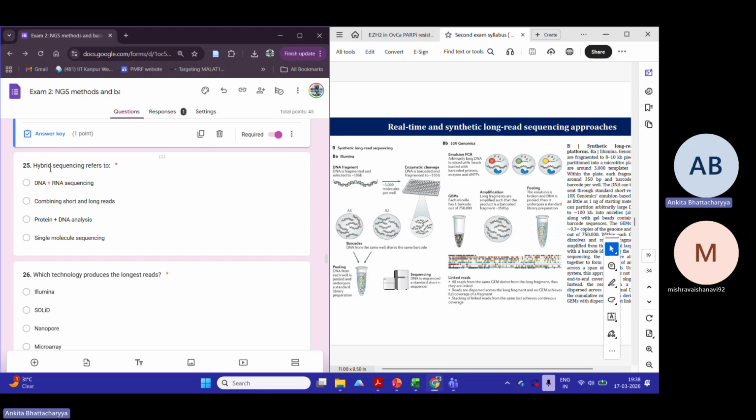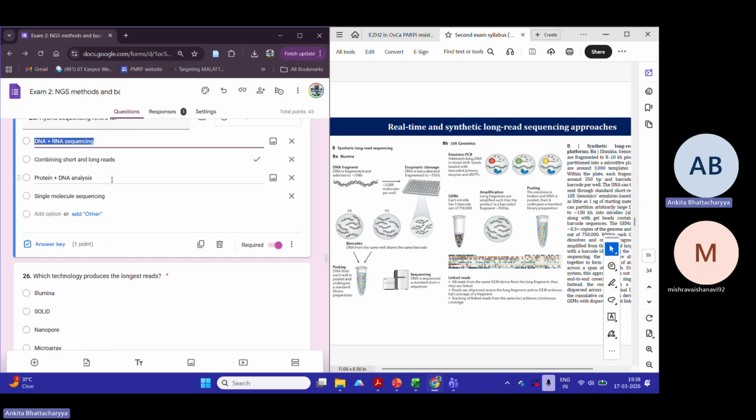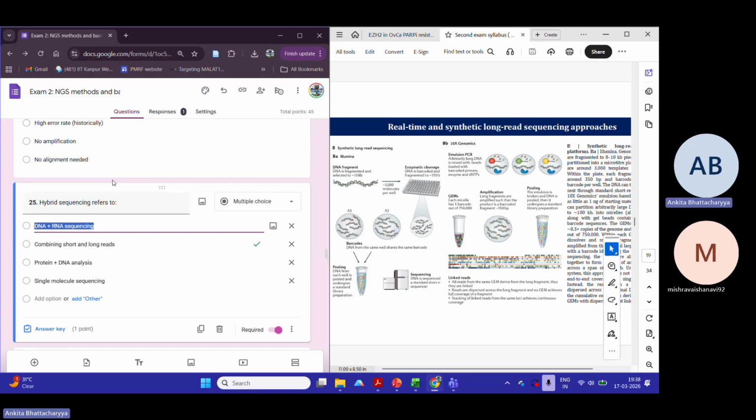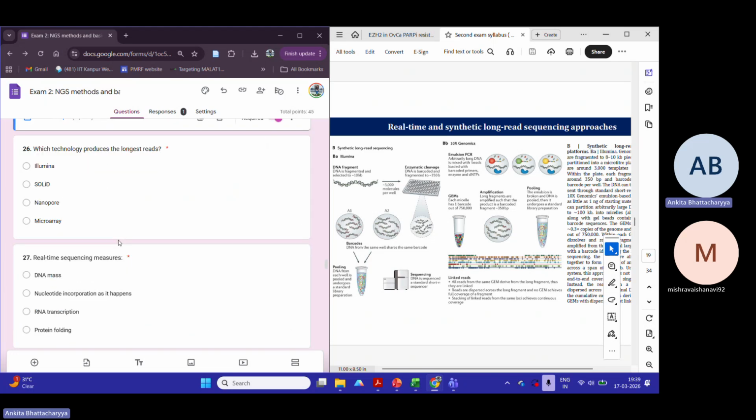When we talk about hybrid sequencing, what exactly does that refer to? It refers to combination of short and long reads that are both being sequenced. Okay, this question I did not directly pick up from any of our slides, but somewhat you can try guessing it, because among all of the others, this short and long read simultaneous sequencing or combinatorial sequencing is referred to as hybrid sequencing.